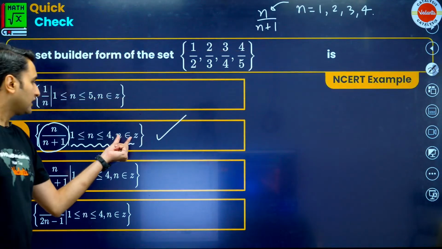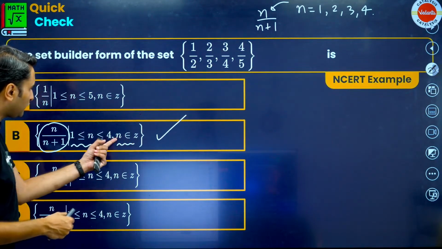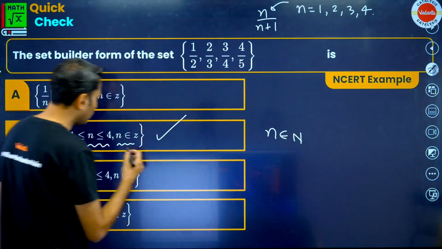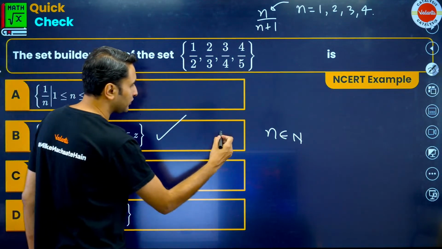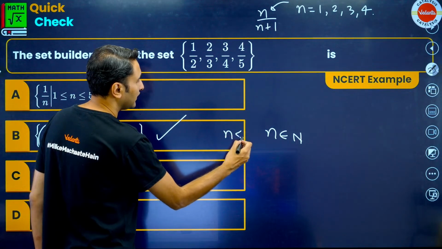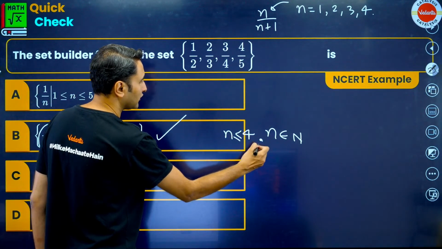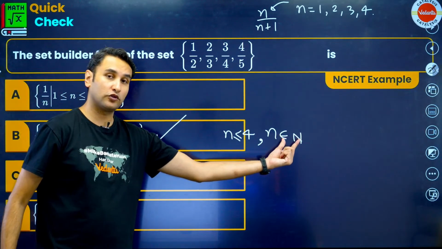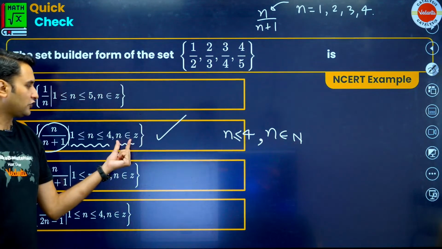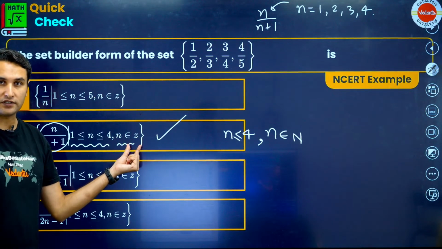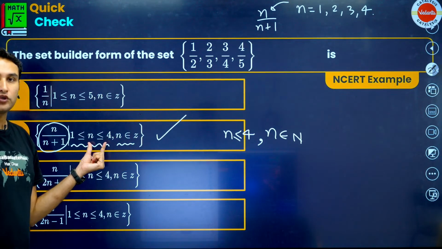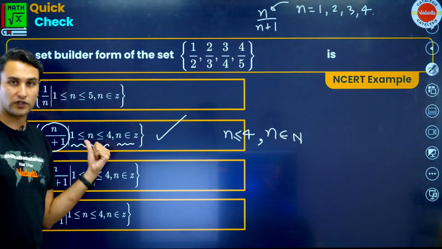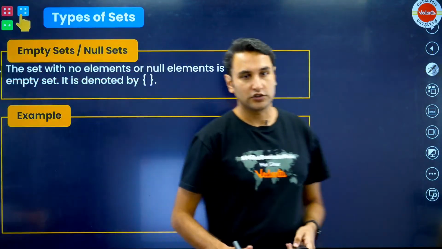So see here, n belongs to Z. Imagine if it was written n belongs to natural numbers. Then what condition would you have written? You would have simply written n is less than or equal to 4. That was sufficient, if n belongs to natural numbers. But since we wrote n belongs to integers, we had to substantiate that with n greater than or equal to 1. Right? Cool? So let's move ahead.